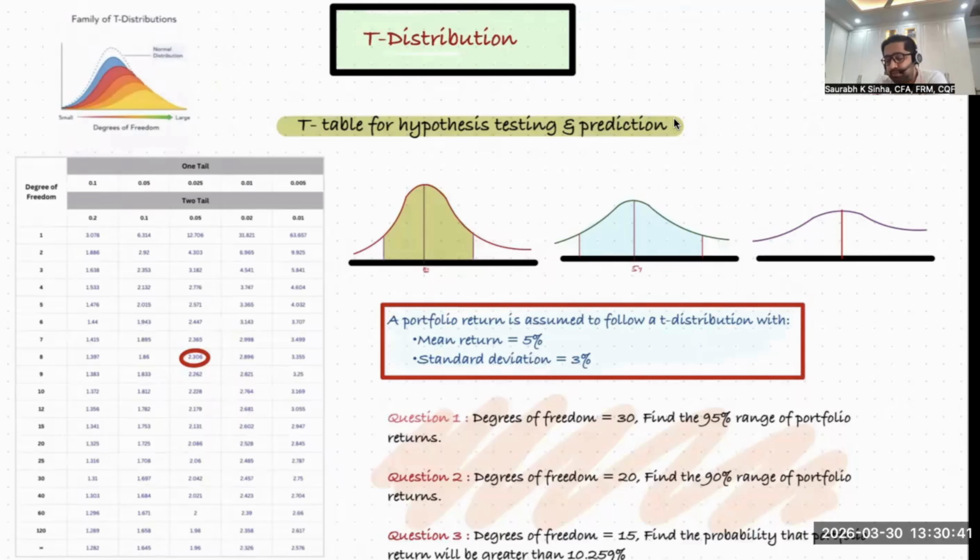This is important. Okay, so what we'll do today in this session, we'll first try to read t-table, and then we'll solve three examples through which we'll test our understanding of the t-table, whether we can read and understand t-table or not. So let's invest 5 minutes of our time on the t-table.